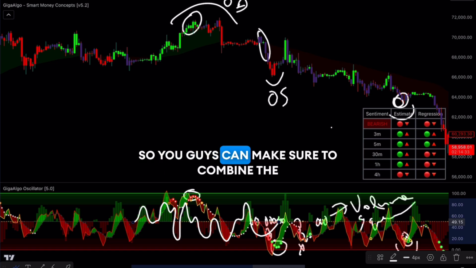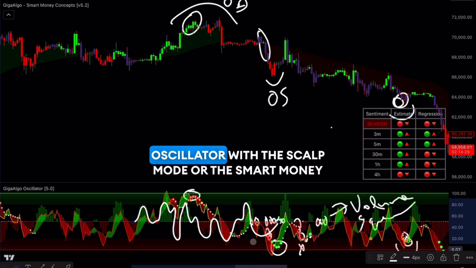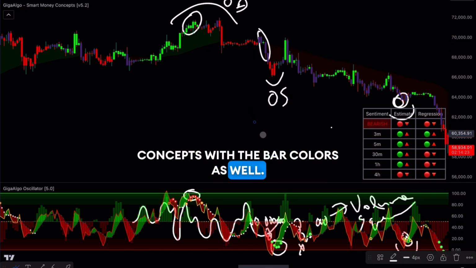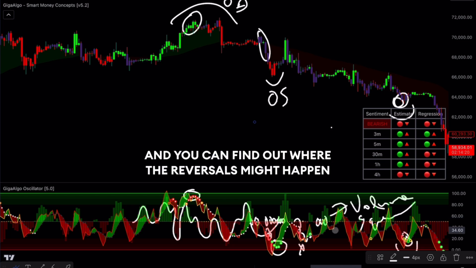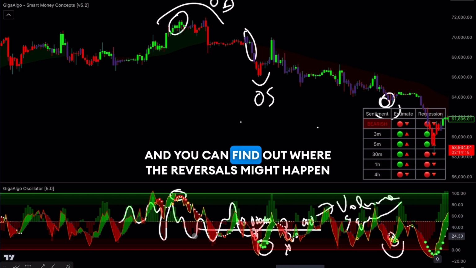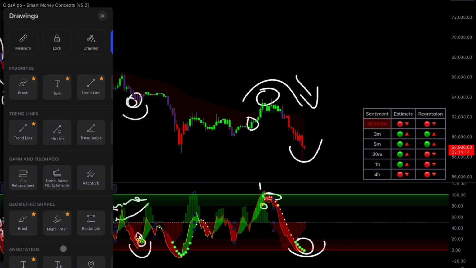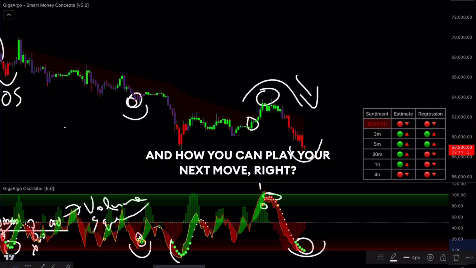So you guys can make sure to combine the oscillator with the scalp mode or the smart money concepts with the bar colors as well, and you can find out where the reversals might happen and how you can play your next move, right?